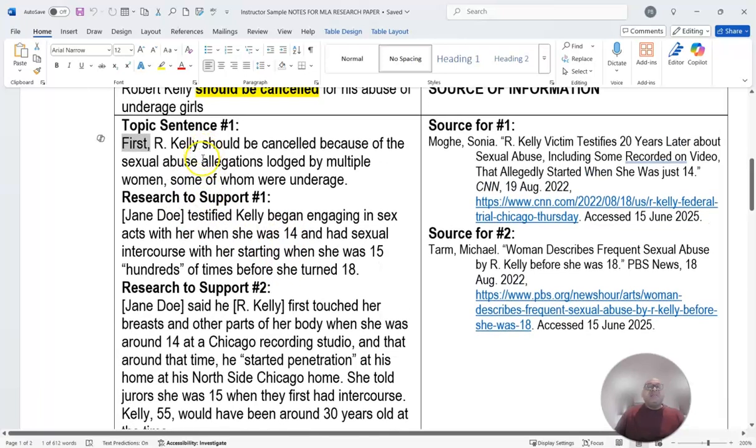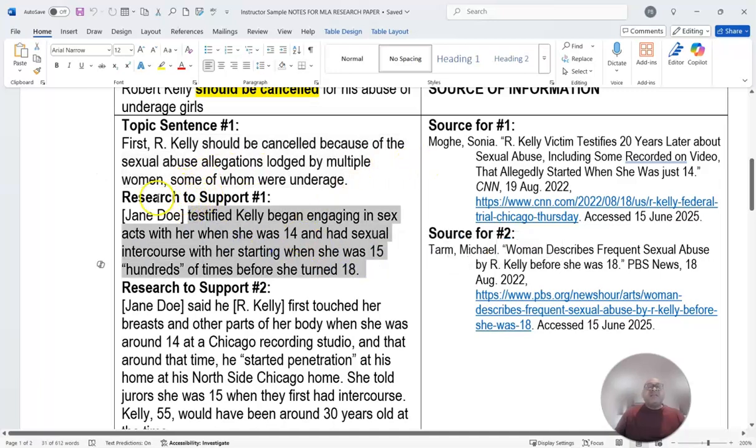My topic sentence says he should be canceled because of the sexual abuse allegations lodged by multiple women, some of whom were underage. So look at this research, right? Jane Doe testified Kelly began engaging in sex acts with her when she was 14 and had sexual intercourse with her starting when she was 15, hundreds of times before she turned 18. So my research clearly supports my topic sentence.